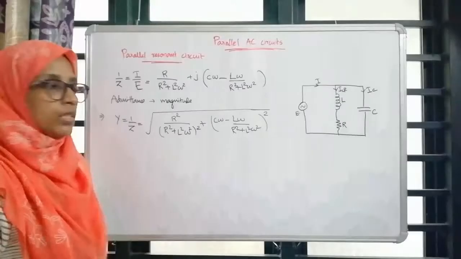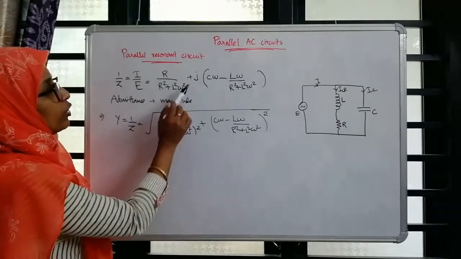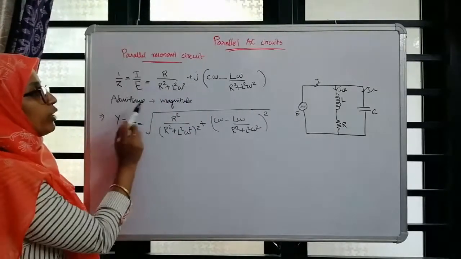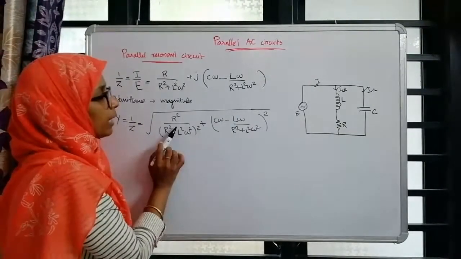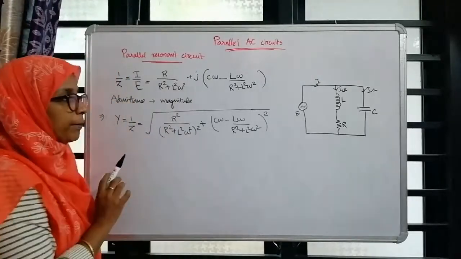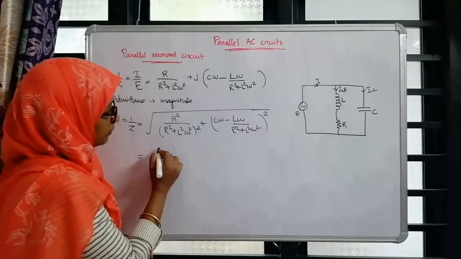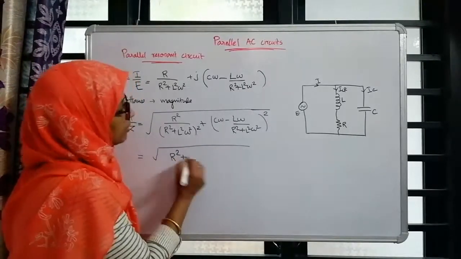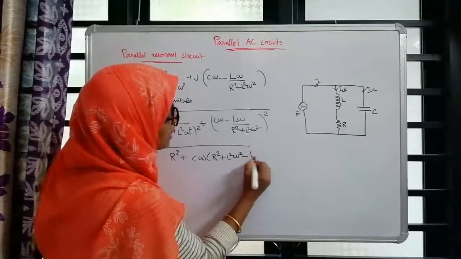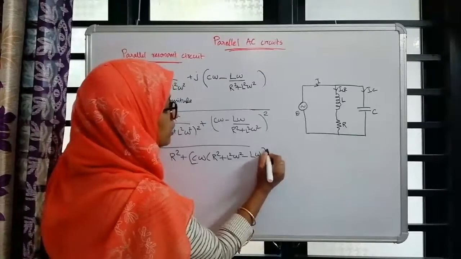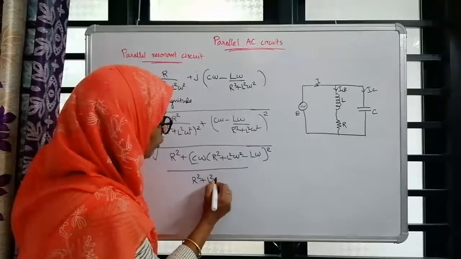Okay. So the admittance is R by R square plus L square omega square plus j into this term. We have to find the magnitude of admittance, that is Y is equal to the root of the square of the real part plus the square of the imaginary part. By rearranging, we can write it as the root of R square plus C omega into R square plus L square omega square minus L omega, whole square, divided by R square plus L square omega square.